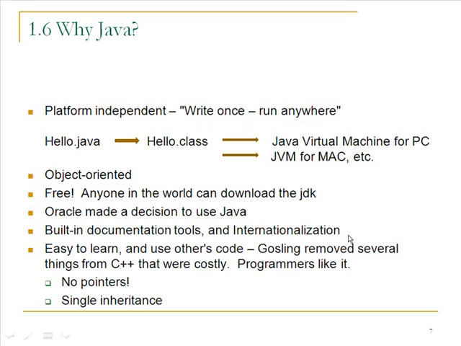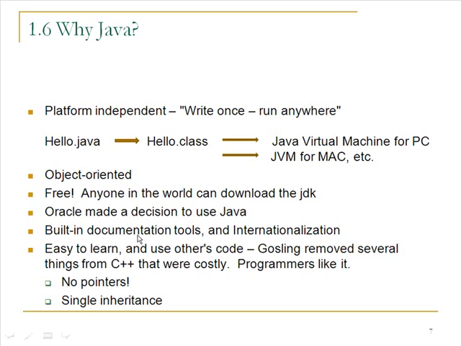What else did Gosling do when he came up with this Java language? He built in some documentation tools and internationalization tools into the language so that you can write code that is kind of self-documenting and is fairly easy to modify so that it will work differently in different cultures. So if you want to display a dollar sign in the United States and a yen sign in Japan, he took that into consideration from the very beginning.